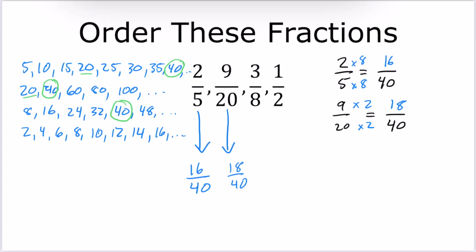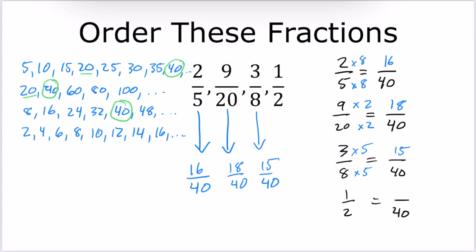Then I can do the same thing for 3/8, and I can say 3/8 equals how many 40ths? And I know that 8 times 5 equals 40, and 3 times 5 equals 15. So 3/8 would equal 15/40. And then 1/2, if I do that one, 1/2 equals how many 40ths? If I do 2 times 20, that equals 40. 1 times 20 equals 20. And so 1/2 equals 20/40ths.